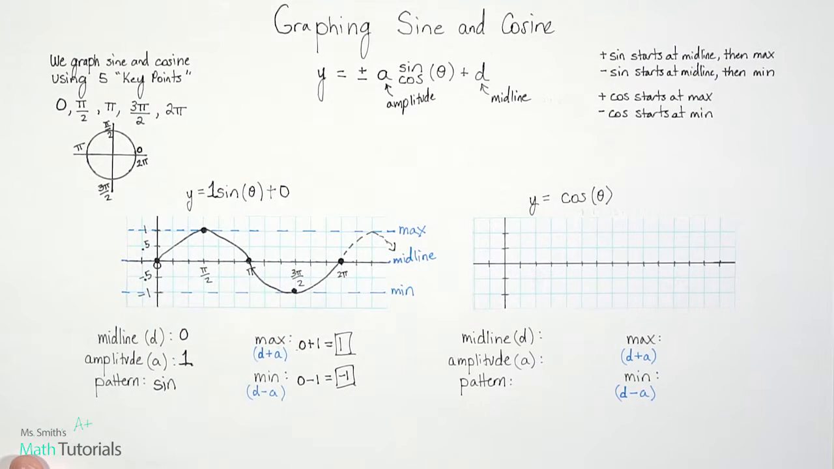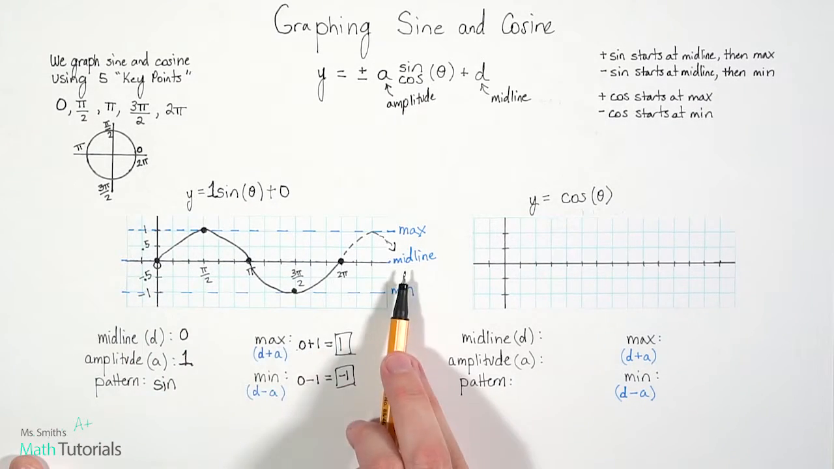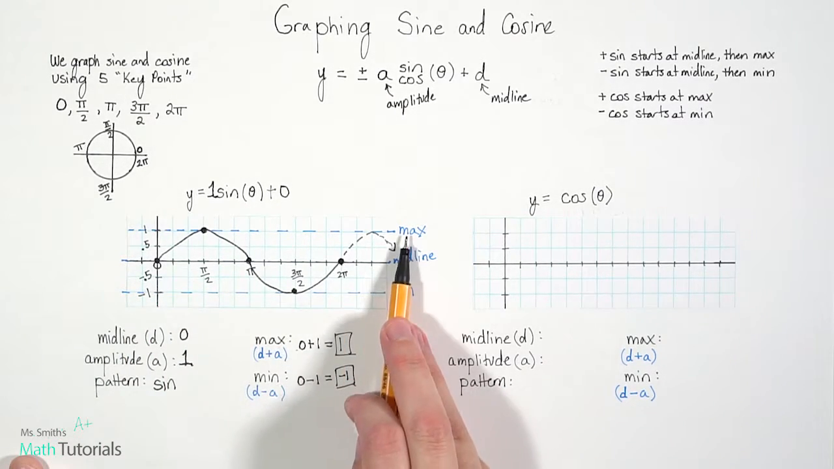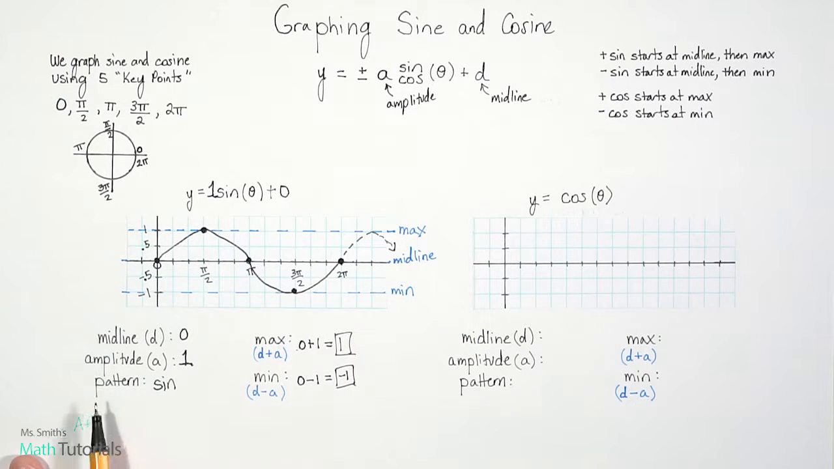So you might be thinking, we use the midline, right? We use that to create that middle line. We use the max for that. We use the min for that. We use the pattern, right, for our positive sign that told us what place to go next, where to start and where to go next. And you might be wondering, what is amplitude? Because we didn't really talk about that a ton. All amplitude is letting you know how many units up or down you move from the midline.